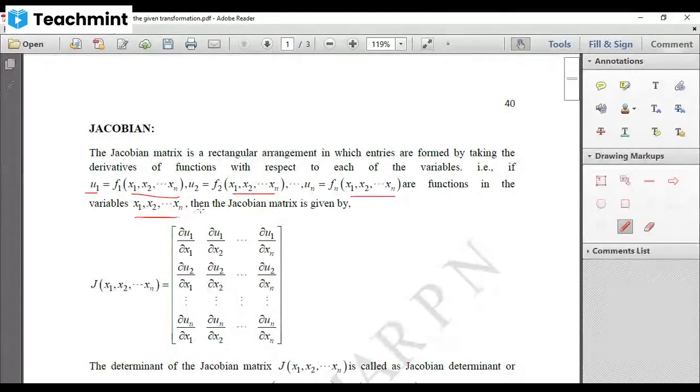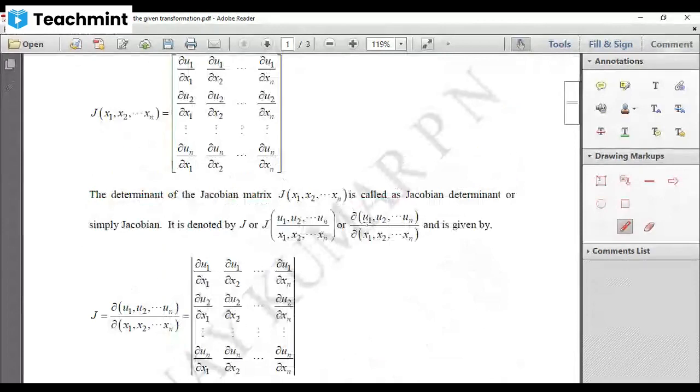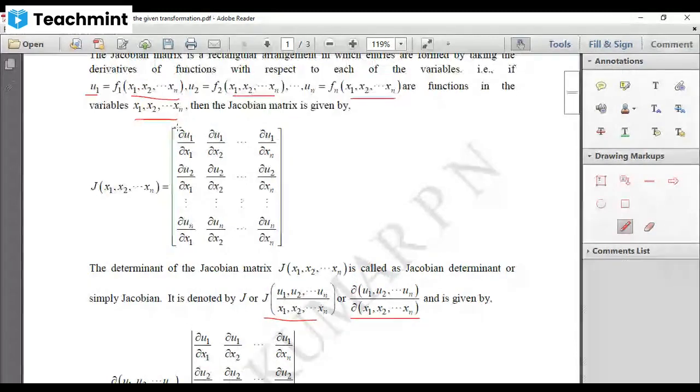Then the Jacobian matrix is given by J of x1, x2, etc. up to xn, or this can also be written as dou u1, u2, etc. up to un divided by dou x1, x2, etc. up to xn, or you can write that also as J of u1, u2, etc. up to un divided by x1, x2, etc. up to xn. This indicates that the numerator is dependent on the denominator variables, right? So how to write the Jacobian matrix? It's a matrix, and it's very simple.